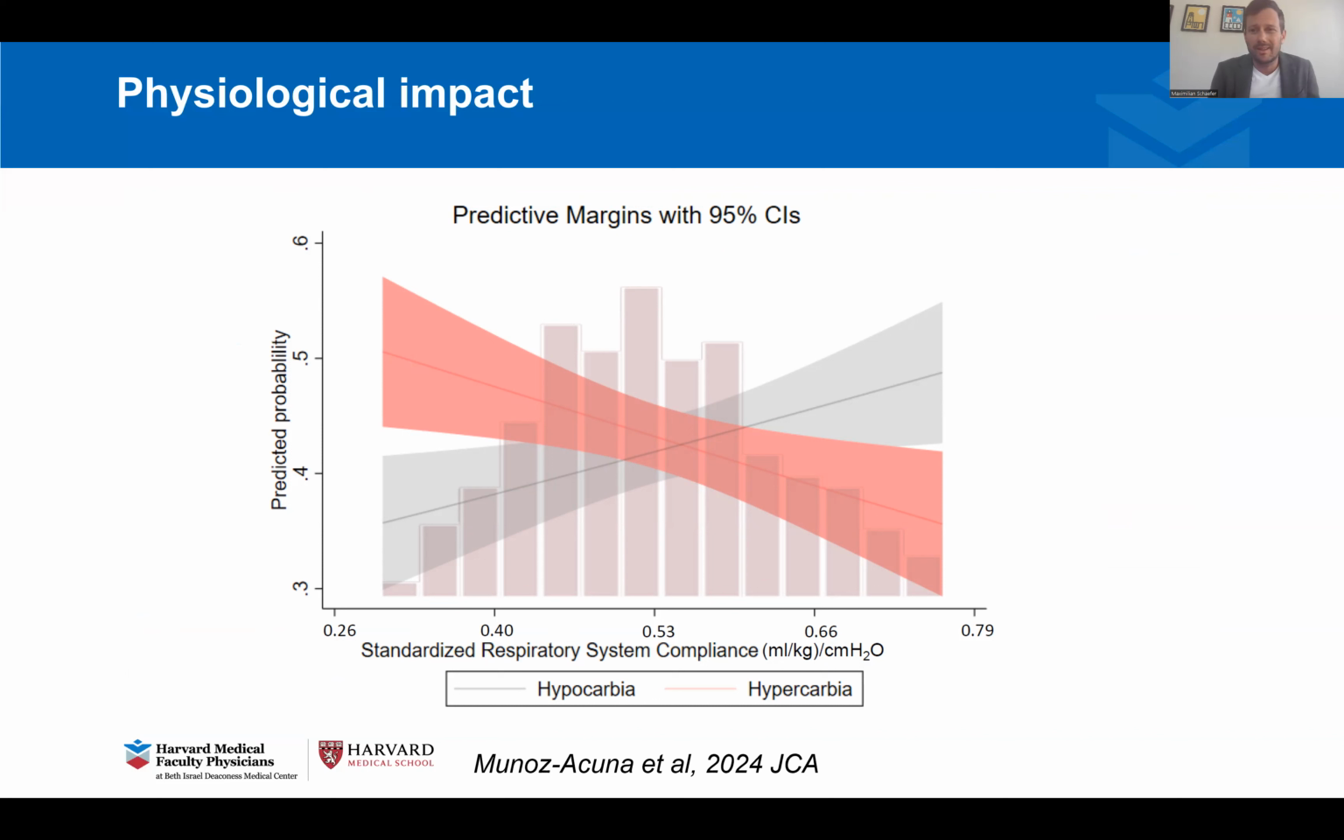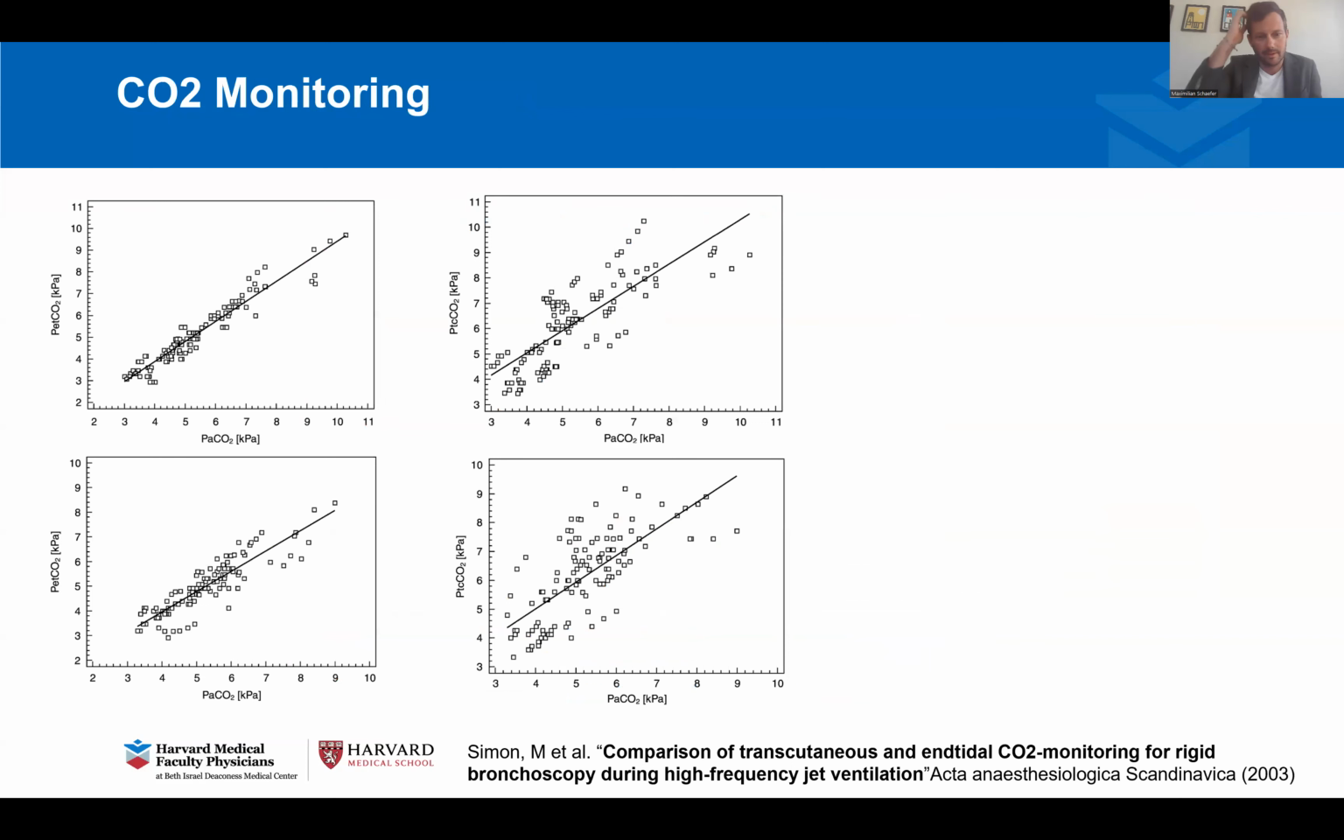And this speaks to the fact that it's really important to individualize your jet ventilator settings. You cannot use the same setting for every patient. And of course, we're still working on giving exact recommendations for each patient. It sometimes really depends, but it is important to fine-tune some of the settings.